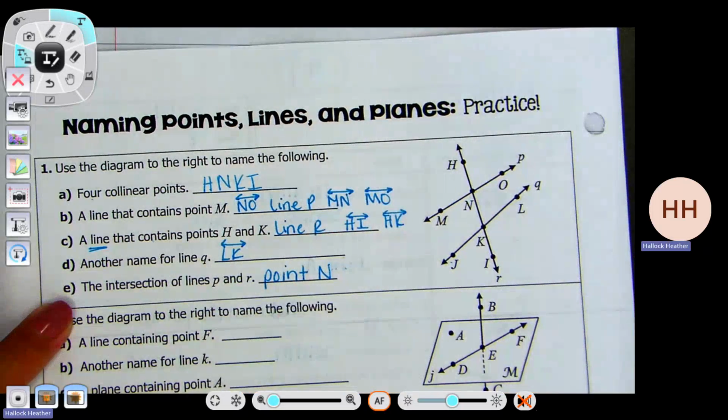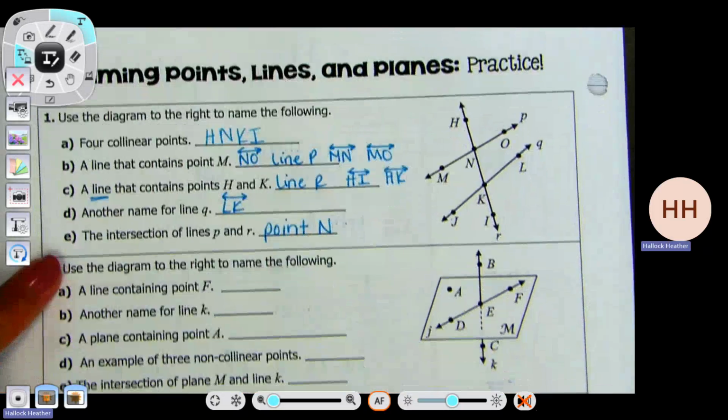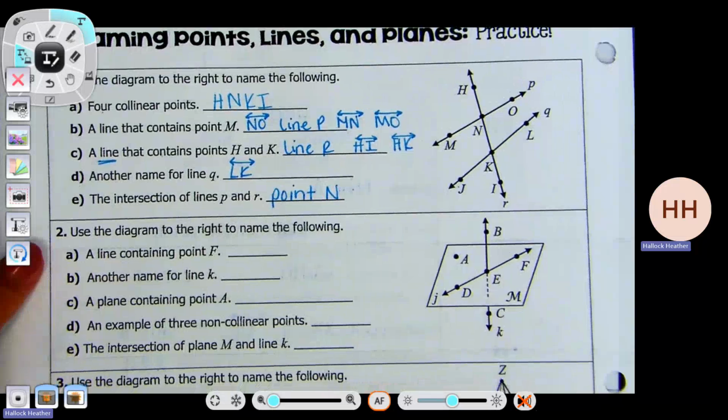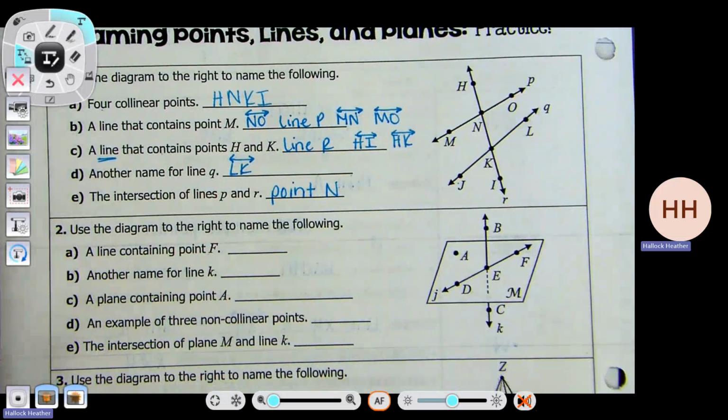Yeah, bring me your phone. Try number 2, take a couple minutes. Try number 2. Talk to the people at your table, maybe. You guys can socialize, you guys can talk. Antisocial high schoolers.